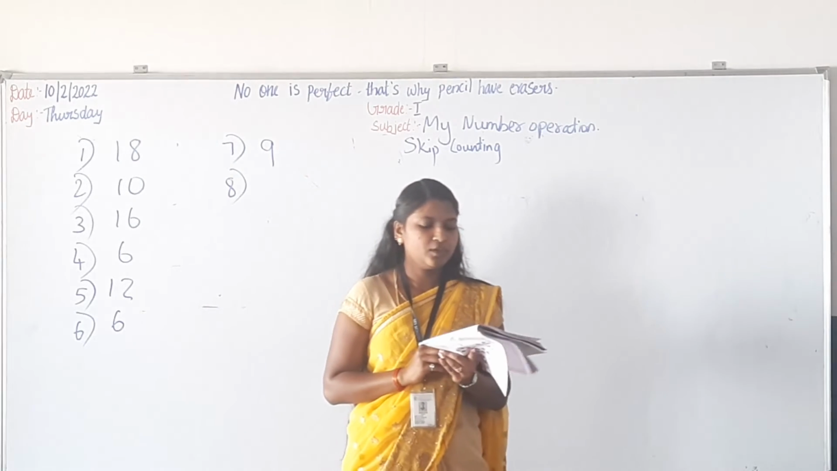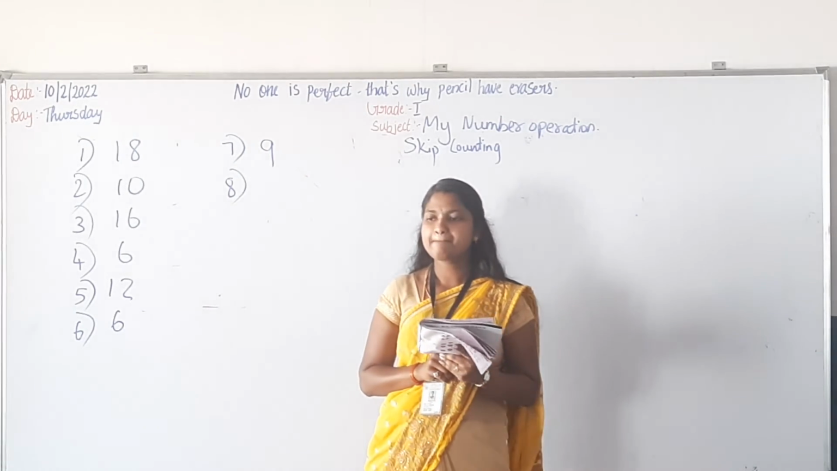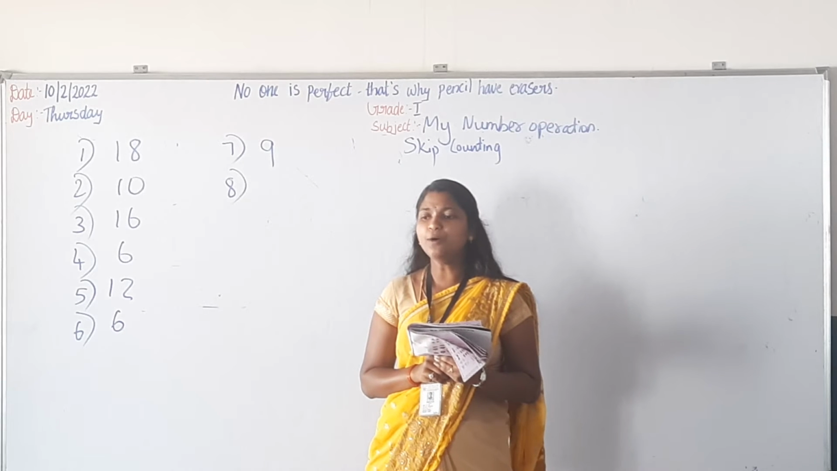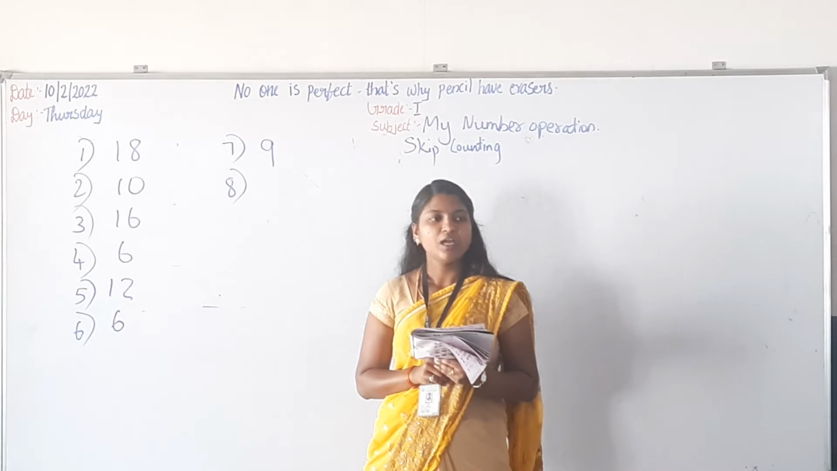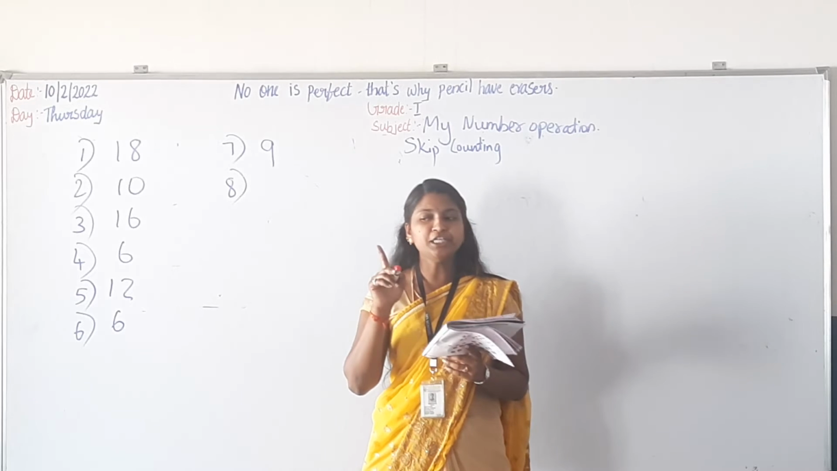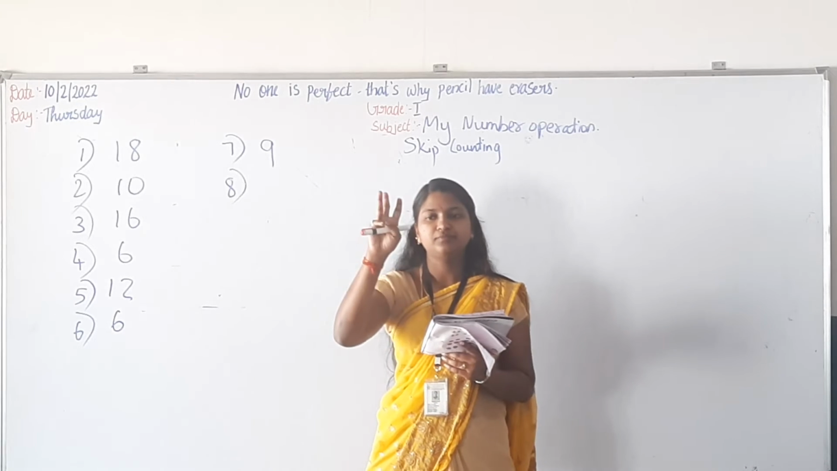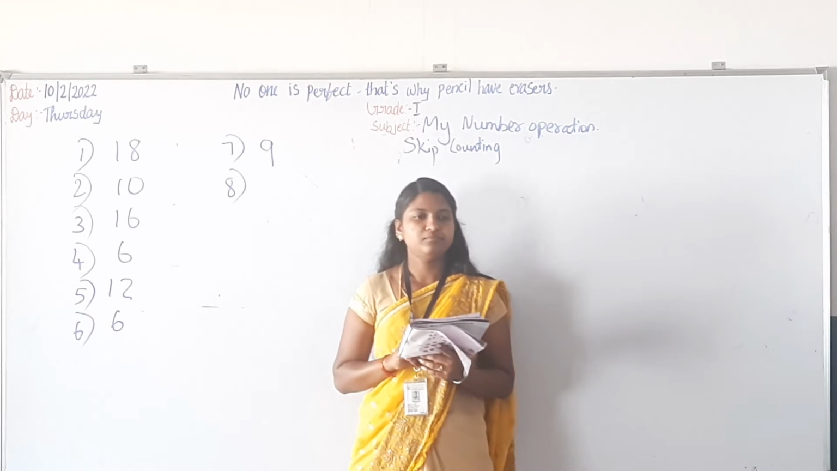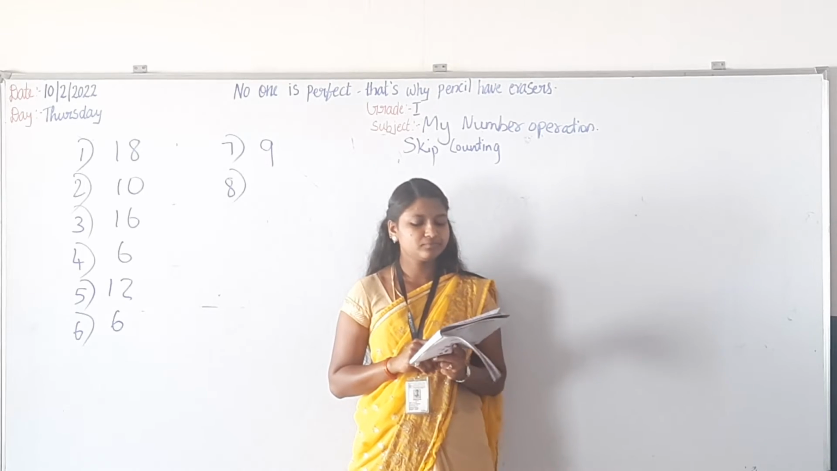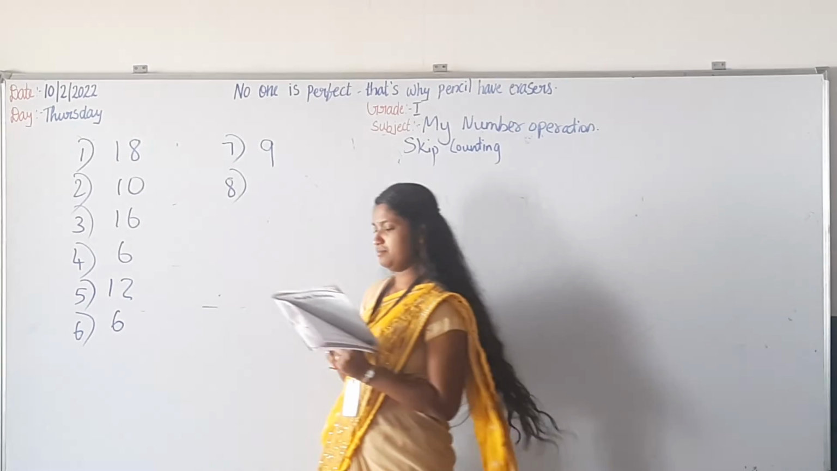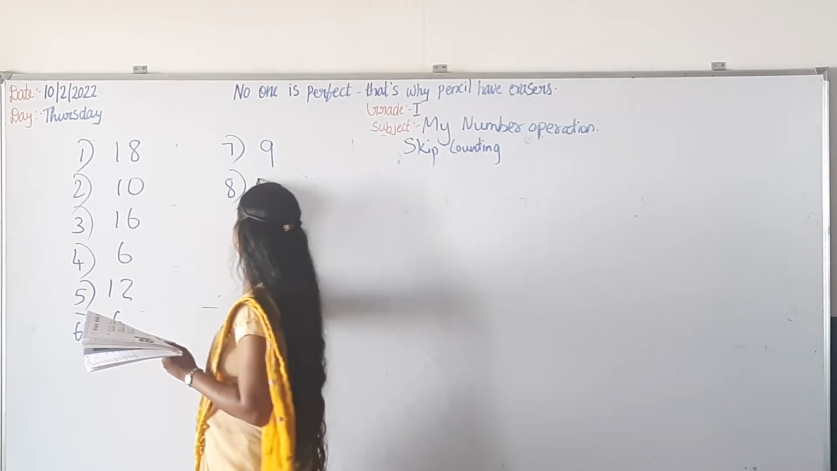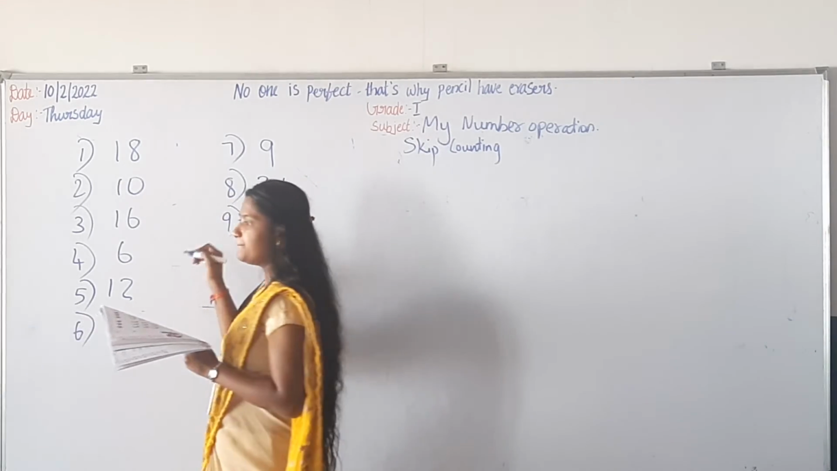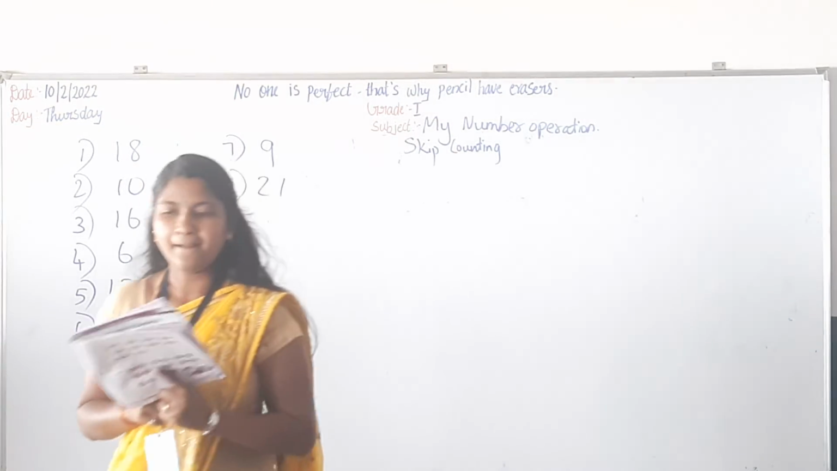Cherries. So how many groups can you see? How many groups? Count. Seven. So in each group, how many cherries are there? Three. Totally? 21. Next. Birds.